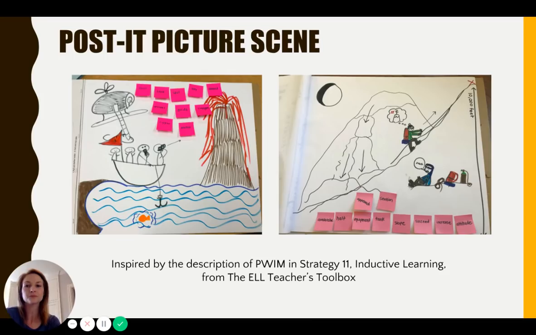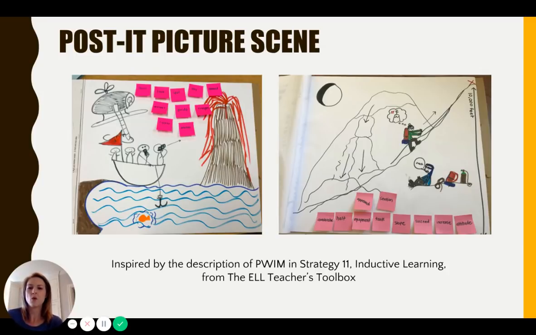I've also started using these picture scenes. One day we started to, and I got this idea from the ELL Teacher's Toolbox, from the section on inductive learning. And I don't feel that this is exactly the PWIM strategy, but I got the idea from the PWIM strategy. So essentially we create a scene together. I was drawing and they were drawing on their papers.